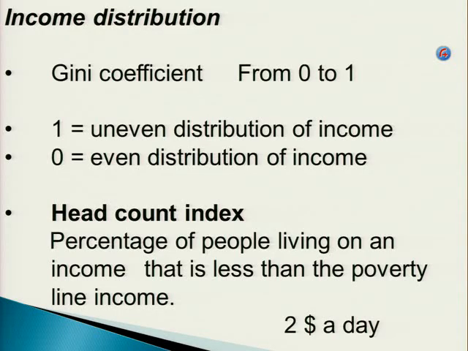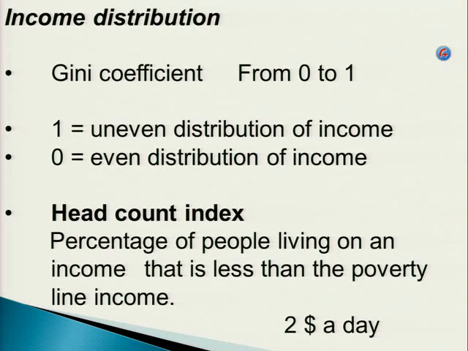Next one that we have there is the income distribution in this country. We are looking at the Gini coefficient, and that is from 0 to 1. 1 means it's unevenly distributed in the country. In other words, it can say that 20% of the country's people is earning 80% of the country's income, and 80% of the country's people are earning 20% of the income.